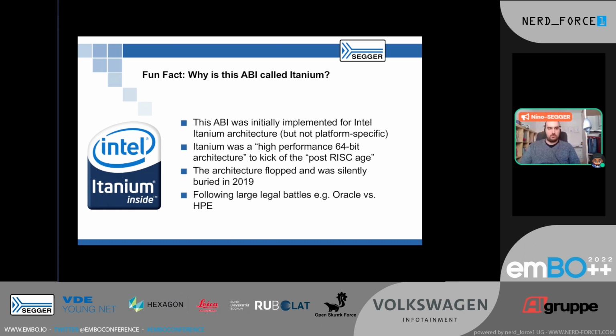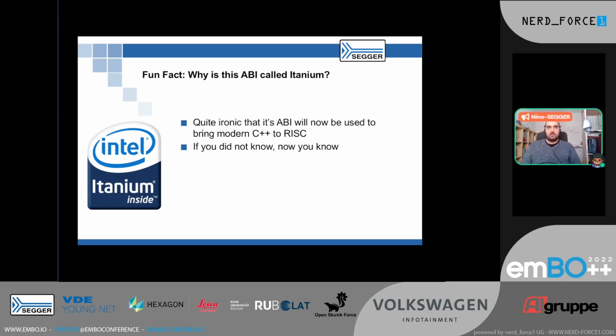A lot of lawyers got angry and they sued each other. If you want to look it up on Google, it's a very interesting read. But I found it a little bit ironic that we are using a library which was intended to destroy RISC architectures, and in the end, we're now using it to bring modern C++ to RISC. So yeah, found it interesting. If you didn't know, now you know.